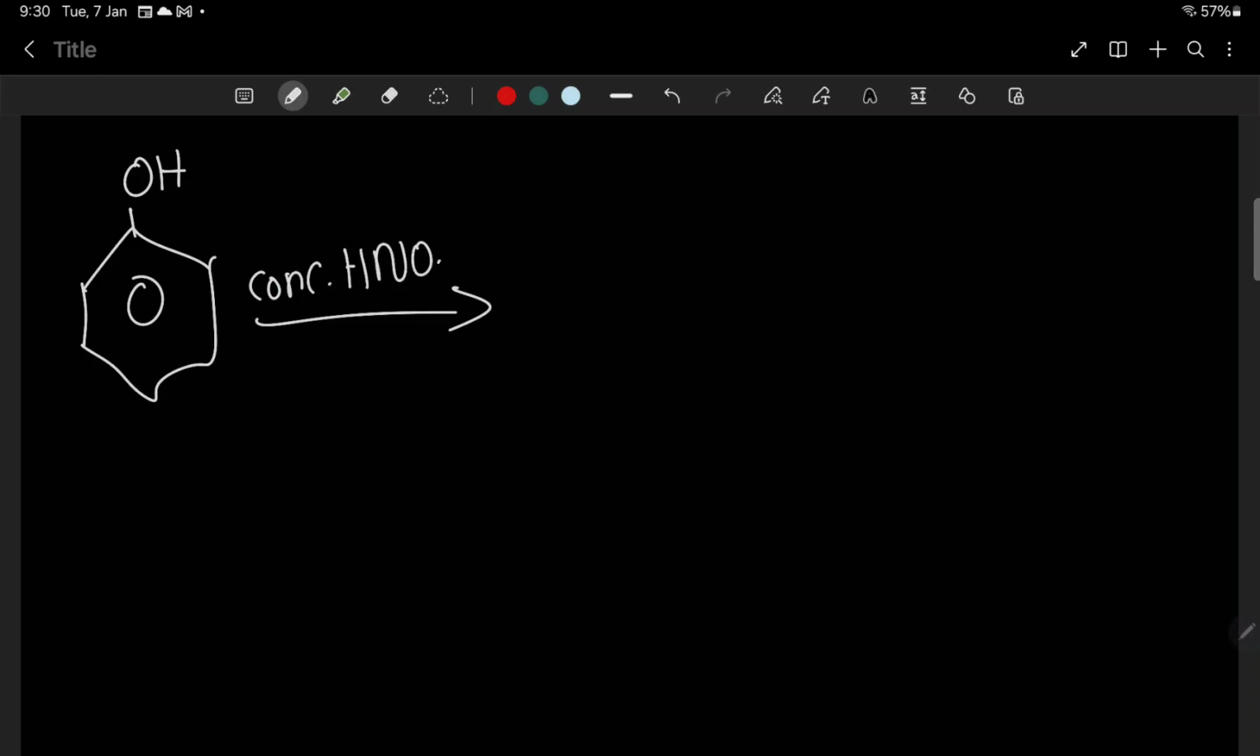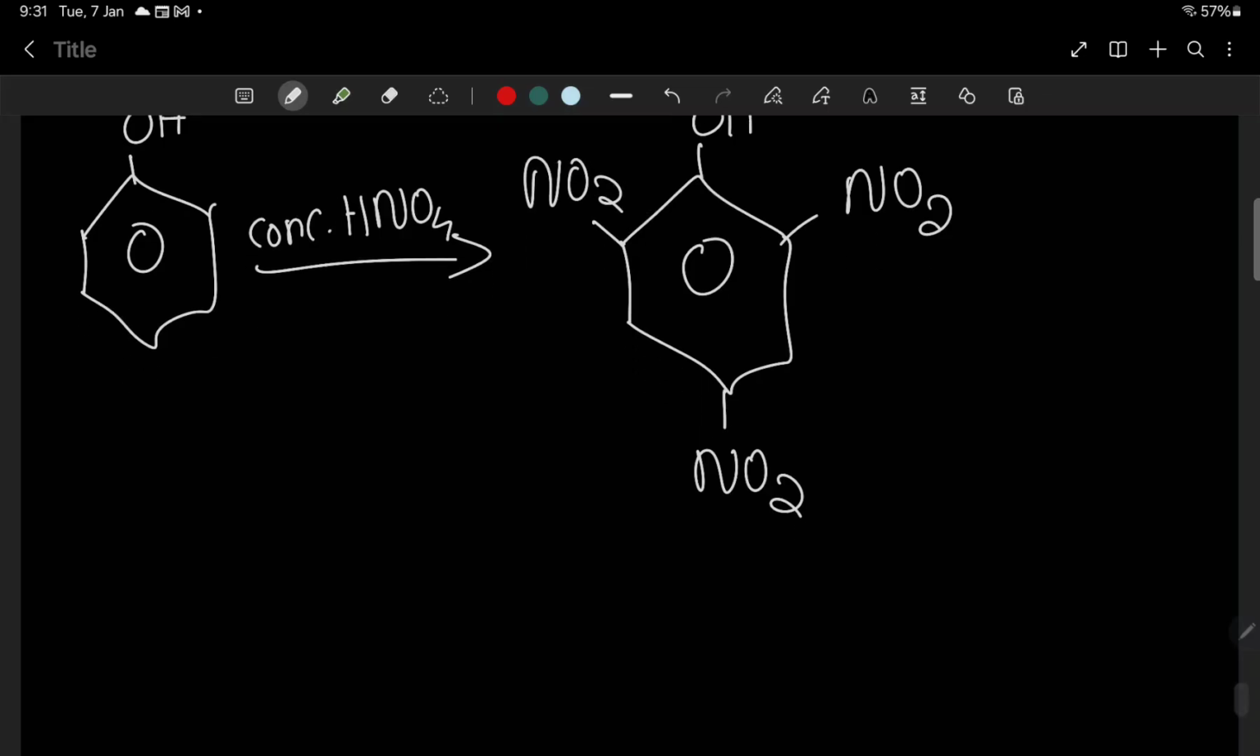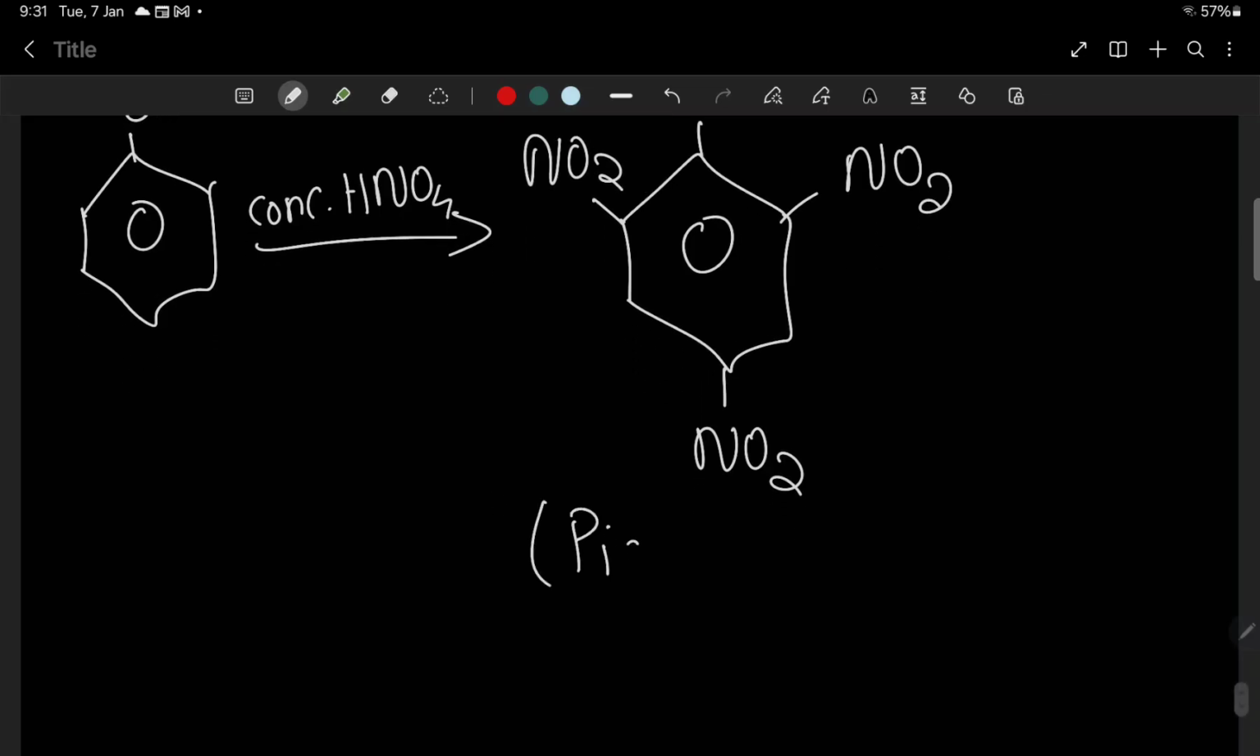Instead of dilute nitric acid, I am taking phenol and adding concentrated nitric acid. My God, what happens? We get 2,4,6-trinitrophenol, which has a very important common name, picric acid. We get picric acid. Very important. We have picric acid.